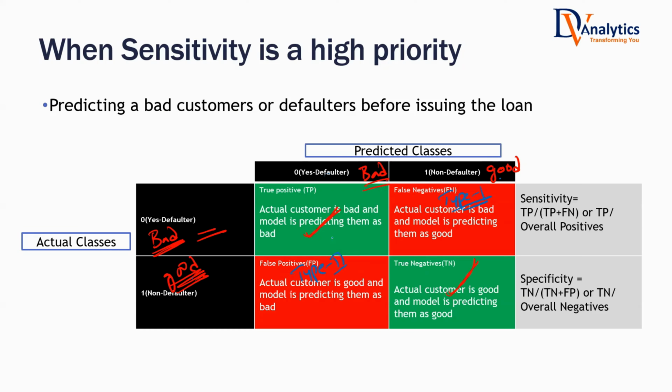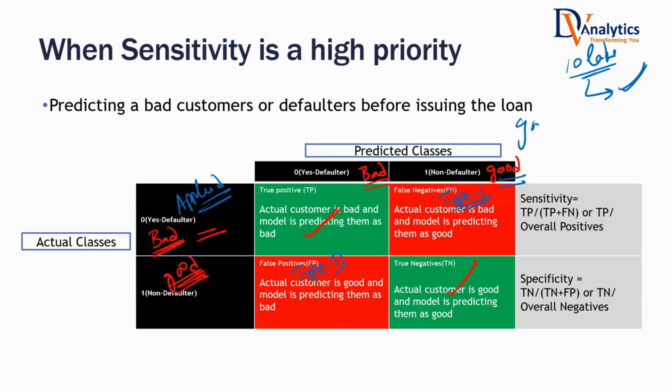Now, tell me, which one is more dangerous? Bad customer predicted as good, or good customer predicted as bad? Think about it, business scenario. A bad customer applied for a loan, and your model predicted him as good. What will you do? He applied for a loan of 10 lakhs. You will go ahead and approve that.